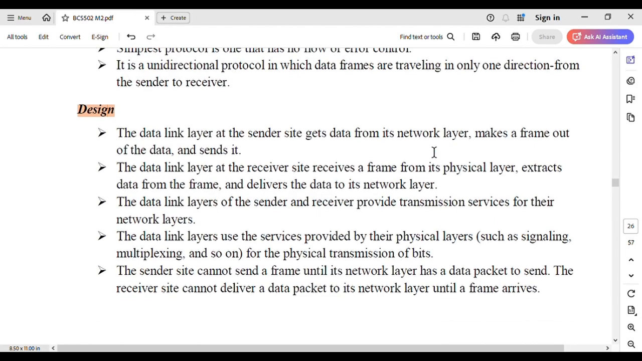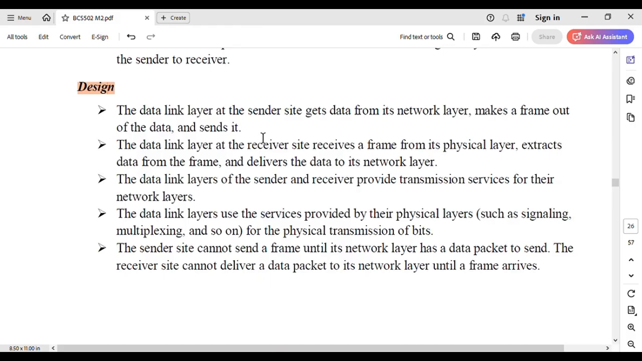So we need to know about the design. The data link layer at the sender side gets the data from its network layer, because as we are sending data from sender to receiver, we should get an intimation from the network layer, and then it makes a frame out of the data and sends it. Whenever there is an initiation from the network layer to the data link layer, it makes frames and passes them on to the layer below, which is the physical layer.